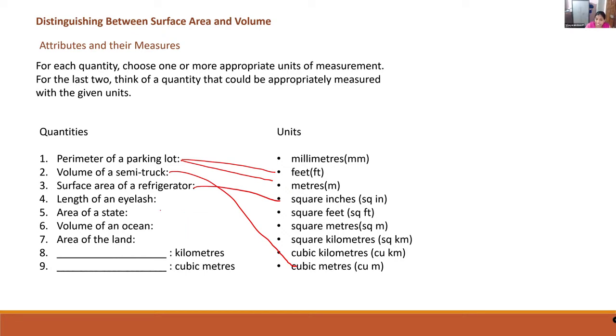And the length of an eyelash. Obviously it might be very small, very, very small. So we can go for millimeters, right? Area of a state or country, like that.